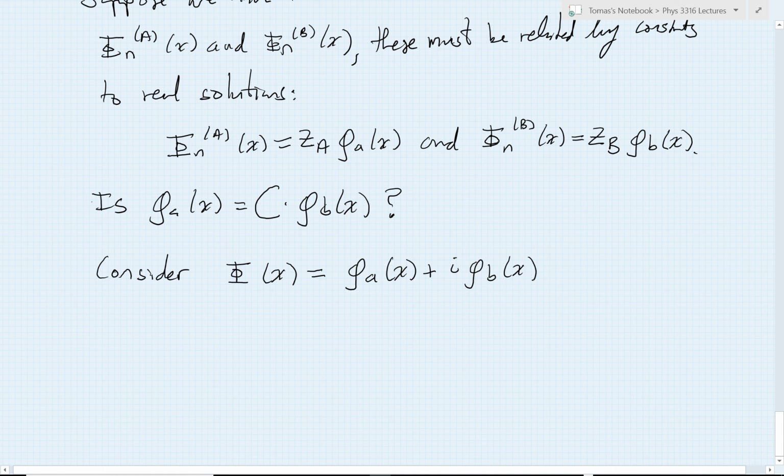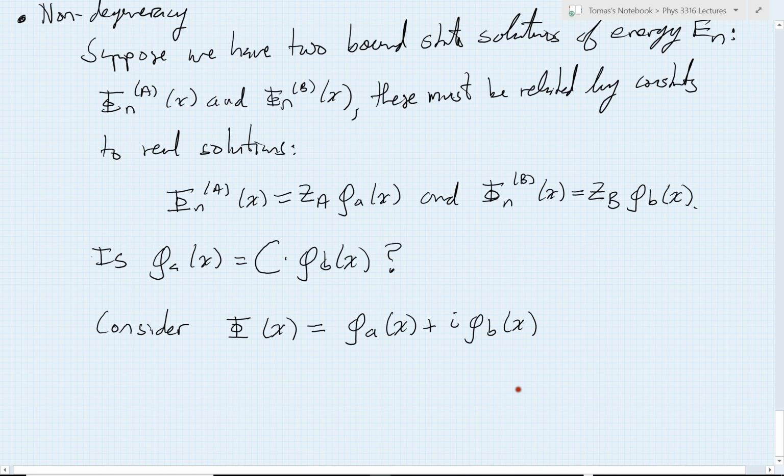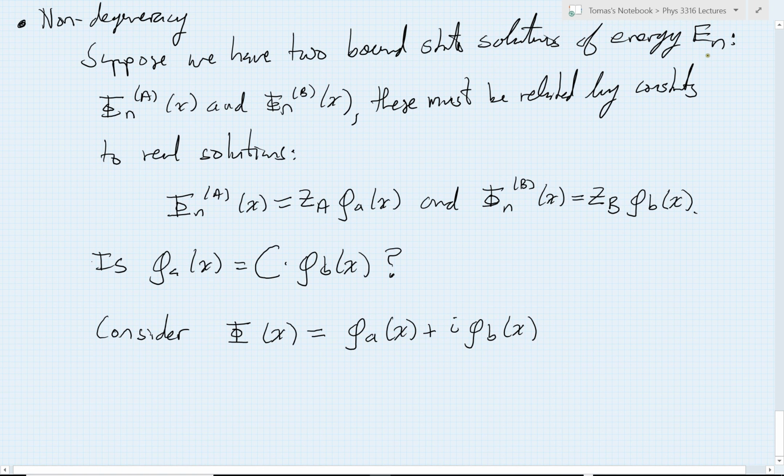Now, because the time-independent Schrodinger equation is linear, because I know phi A is a real bound state solution of energy En, and phi B is a real bound state solution, again, of exactly that same energy E sub n. We're all talking about solutions of energy E sub n. I know that any linear combination of them, because the equation is linear, is also a solution, a bound state solution of energy En. So I may as well call it phi sub n.